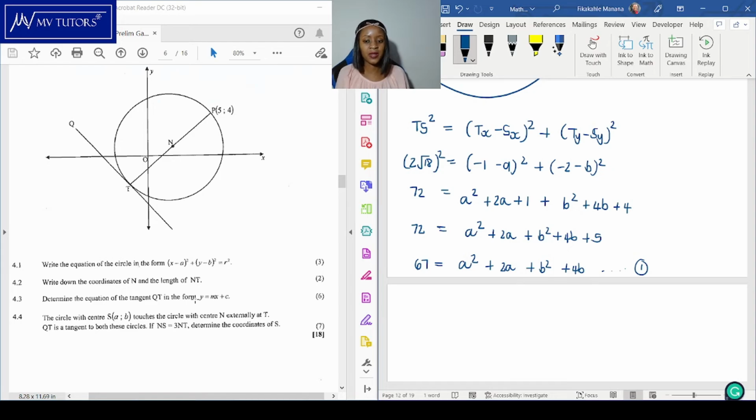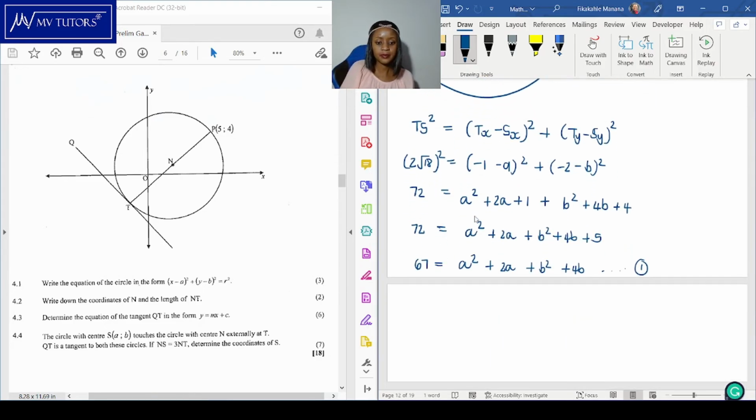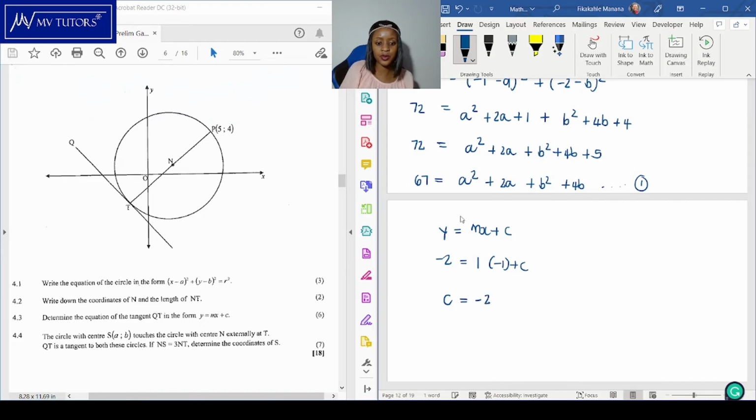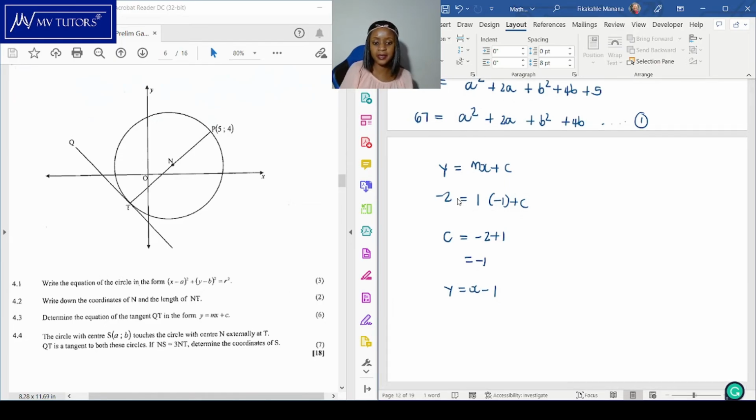Now, how am I going to get the second equation? Well, for the equation of line TS, I know the gradient is 1, and I know a point T. So y is equal to mx plus c. The point T, my y is -2, my gradient is 1, x is -1, plus c. So c would be equal to -2 plus 1, which is -1. So then my equation would be y is equal to x minus 1. If I write that in terms of a and b, I would have that b is equal to a minus 1, and that's my second equation.